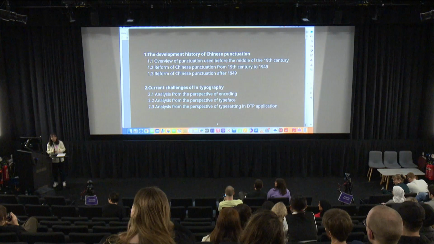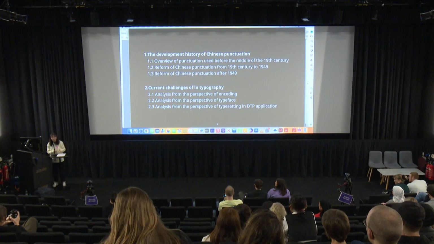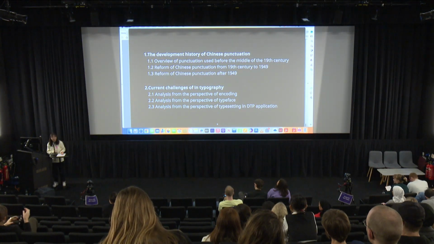I will talk about a lot of content on encoding and typeface, but this room is all about typography. I believe it's important for every typographer to know what happened during the encoding process, and what happens when we typeface designers make typefaces, what the correct typefaces are, and how to use them in typesetting.